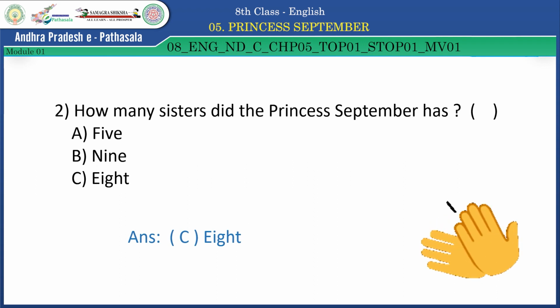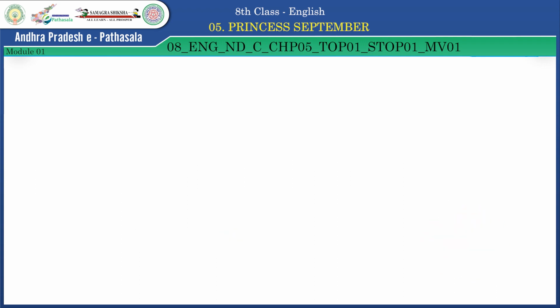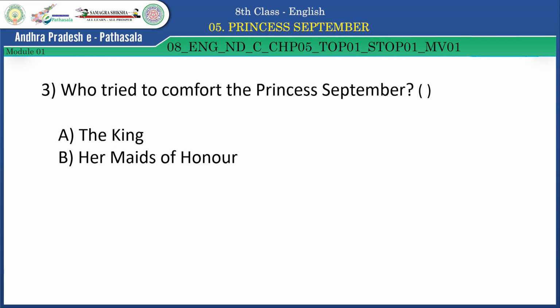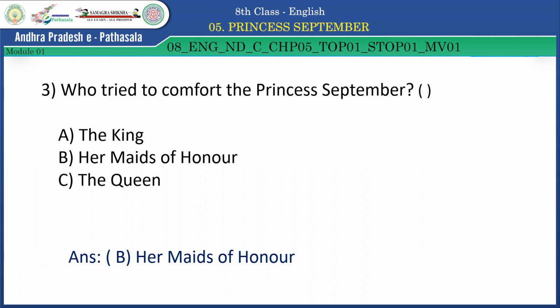Next, who tried to comfort the Princess September? Your options are A. The king, B. Her maids of honor, C. The queen. Answer is B. Her maids of honor. Well done, children. Let us move to part 2 of the story.